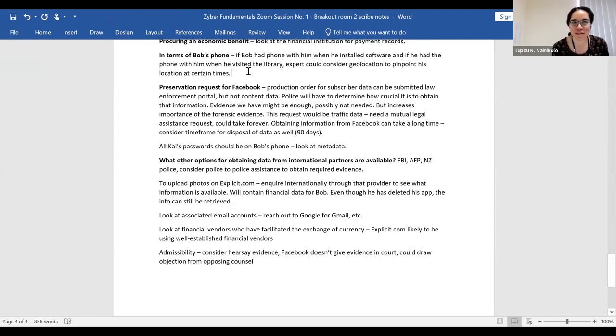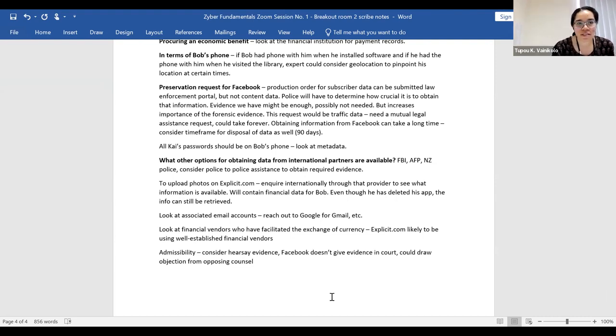Whether or not the digital forensic analyst could get some geolocation information from that phone. Perhaps Bob took his phone with him at the time that he installed the software onto Kai's laptop, or at the time that he deleted Kai's Facebook account at the library. So that would only enhance and support our case that it was Bob who deleted the account, and who was accessing the library computer at that time.